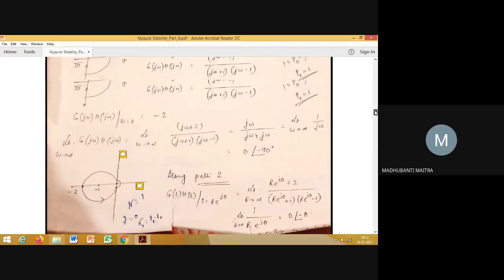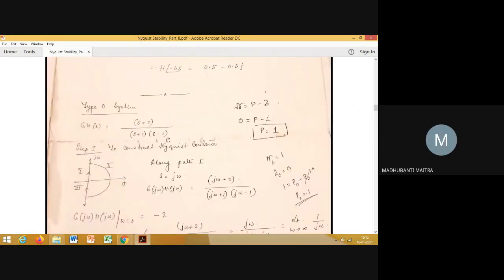And from the transfer function, you see, there is one pole of the open loop system which is lying in the right half of the S-plane. So the value of P will be equal to 1.